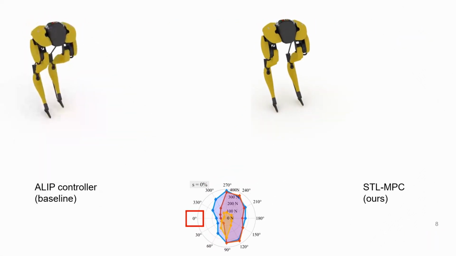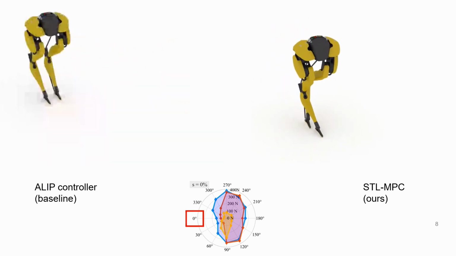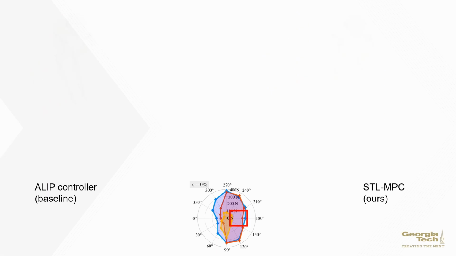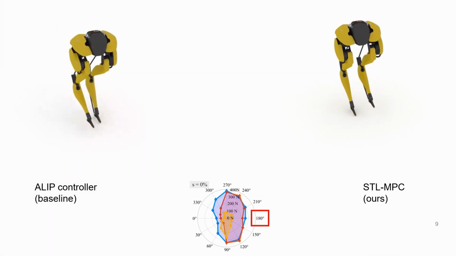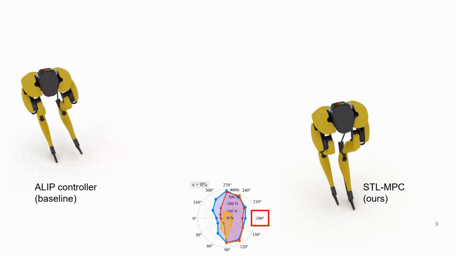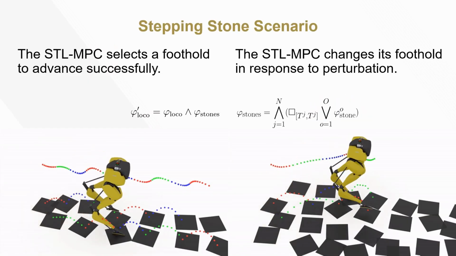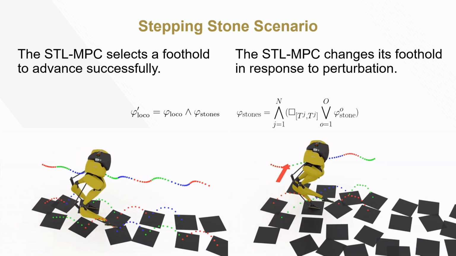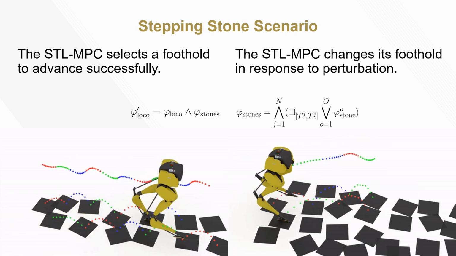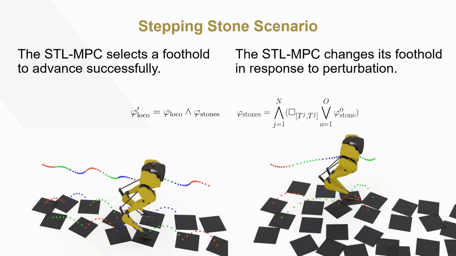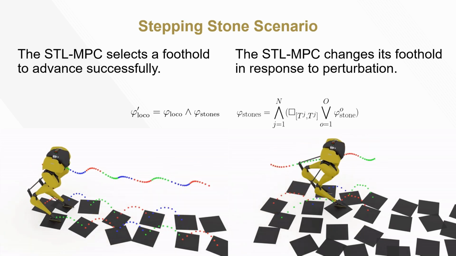Specifically, for a 0-degree perturbation toward the left, our STL-MPC initiates crossed-leg maneuvers to recover. For a 180-degree perturbation toward the right, our method achieves comparable performance with the A-lip controller. We test our STL-MPC's flexibility on more challenging terrains with disjointed stepping stones. Our MPC is able to select a proper foothold to proceed on. In addition, when subjected to perturbation, our MPC can change to another foothold and continue forward.